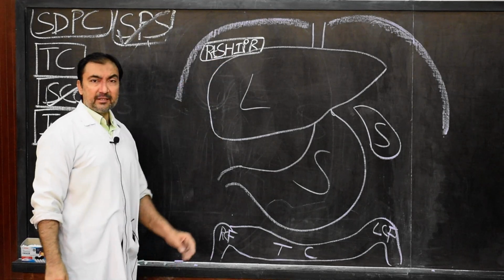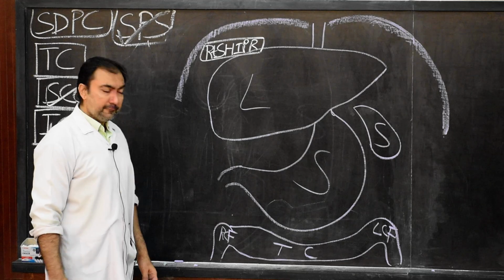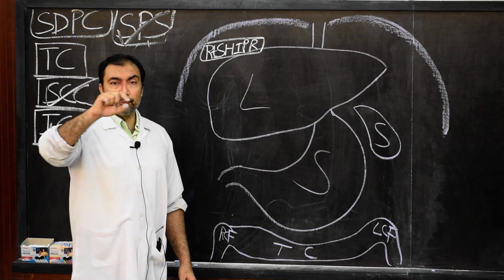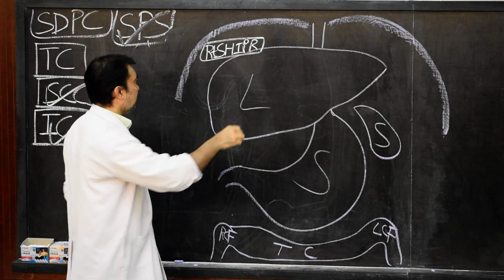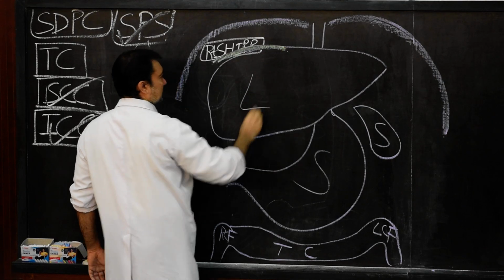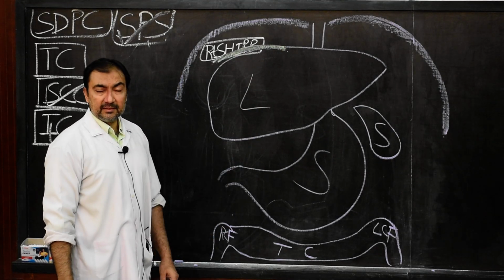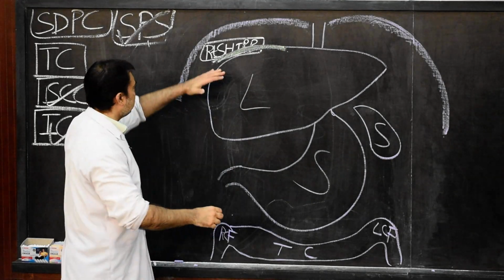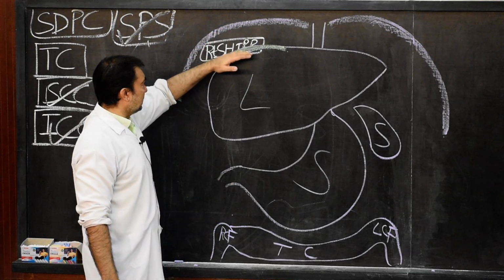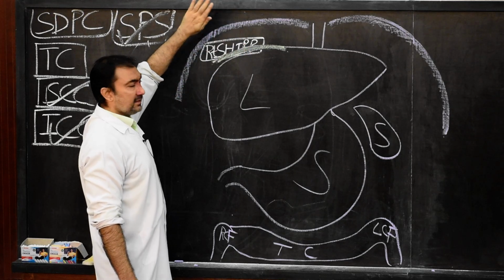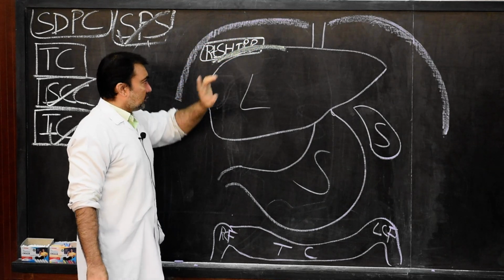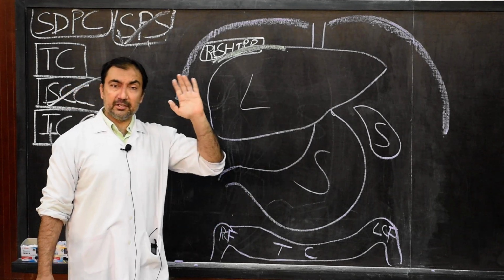Then superiorly, there will be the presence of the superior layer of coronary ligament. And this superior layer of coronary ligament will be reflected with the diaphragm. We know that the superior layer of coronary ligament is a reflection with the diaphragm. So this superior layer of coronary ligament will be the posterior upper boundary.